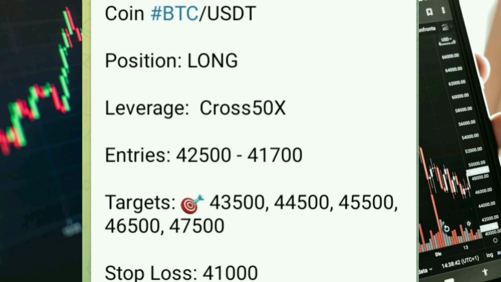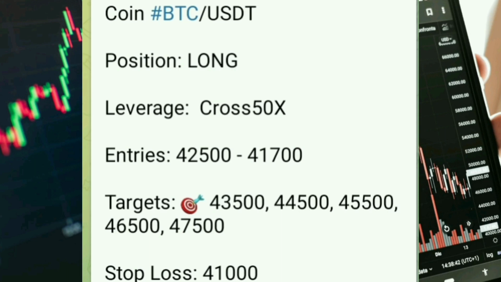They're simply telling us in this trade signal to long this coin. That is to predict that the price of this coin will move up. So they say you should long this coin. Then leverage. We have two types of leverage. We have cross and isolated. In our next video, we'll make a video for that, where I will explain the two types of leverage.